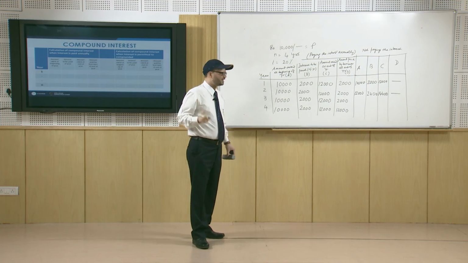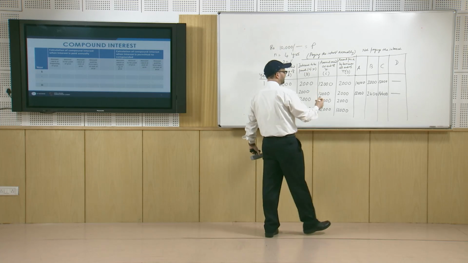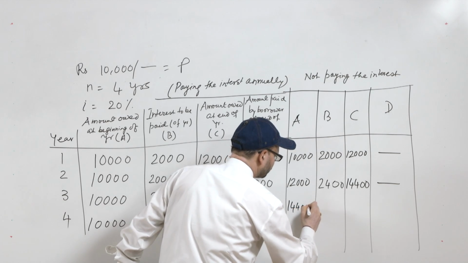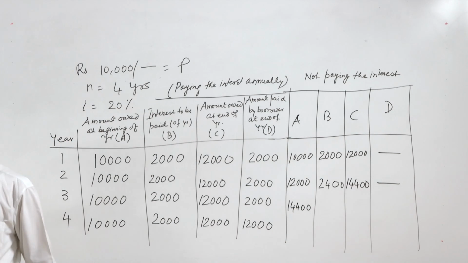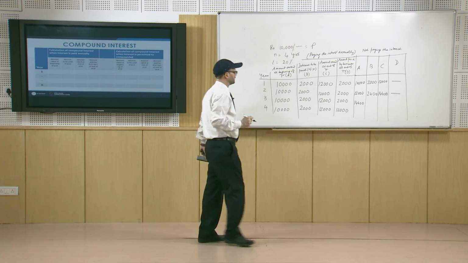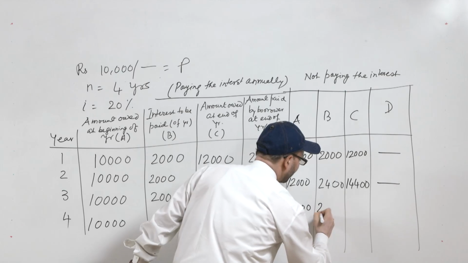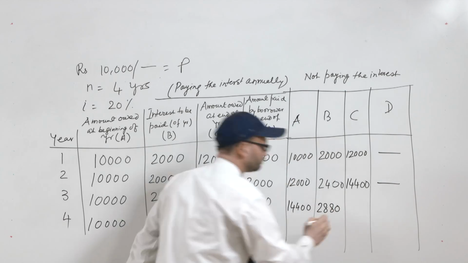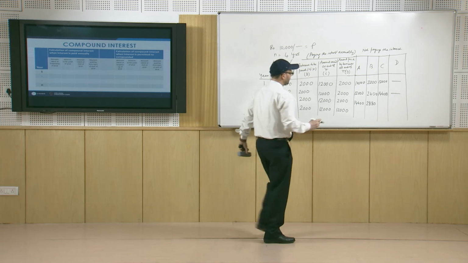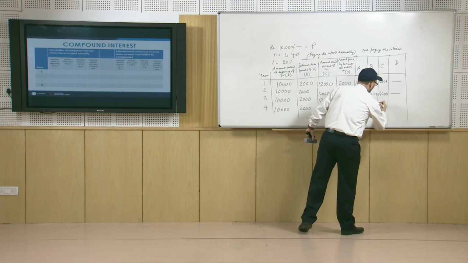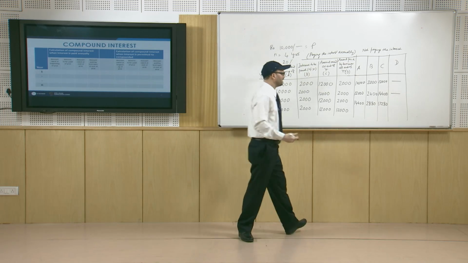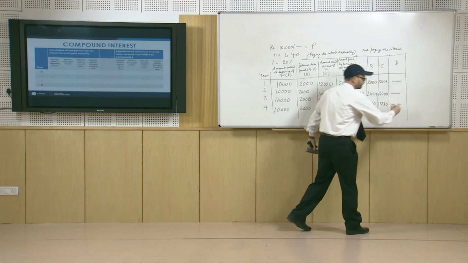After the end of second year, in the beginning of the third year, the principal sum comes out to be 14,400. On 14,400, now he has to pay the interest at the rate of 20%. So, that comes out to be 2,880. So, it will be 17,280, and still he has not paid the interest.